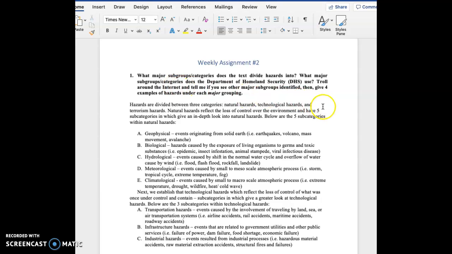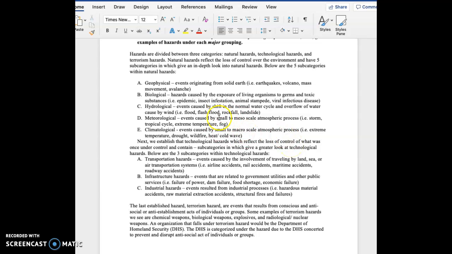So we had the first question here. I asked you how the text divides categories and subcategories. I asked you to go look at how the Department of Homeland Security does this, and then to look around the internet and compare those. Here I would say that this individual did a fantastic job. Perhaps if any of these came from another source other than the text, they should identify that. It would have been a good idea to cite where this information came from. I'm assuming this was the text and this was a DHS website, but just to make that a bit clearer.